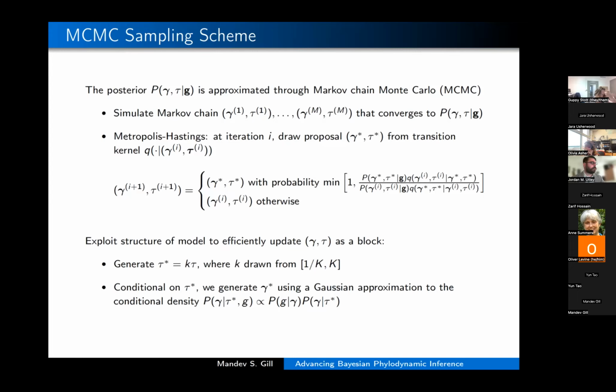And what this means is that we'd have to run the algorithm for a very long time to generate a sufficient sample. It's much more efficient to update all parameters at once as a block. So what we do is we first come up with a new candidate precision parameter value by rescaling the current value. And then conditional on this precision value, we can generate a candidate log effective population size vector using a Gaussian approximation to the full conditional density.